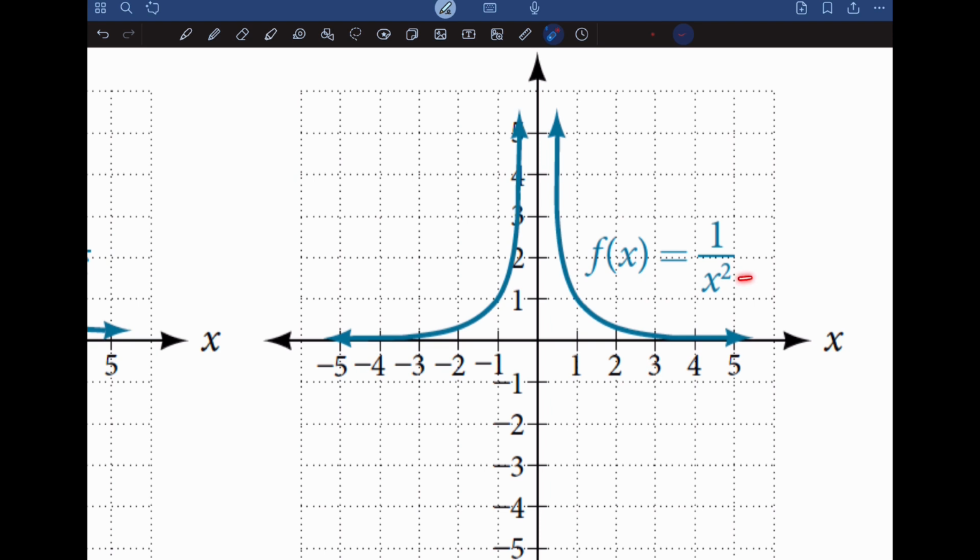Again, we're going to equate the denominator to 0, and we get x equals 0. So that is the equation of our vertical asymptote. And since we have a 1 in the numerator, the fraction cannot be equal to 0. So y equals 0 is a horizontal asymptote. Okay.